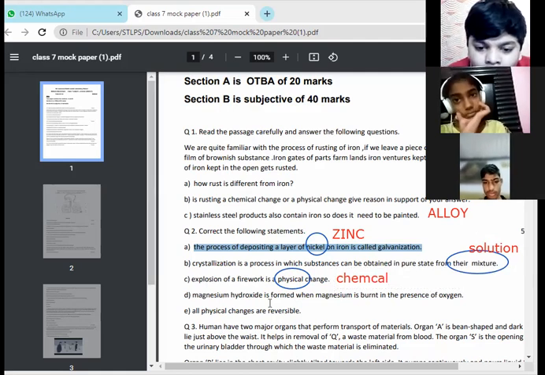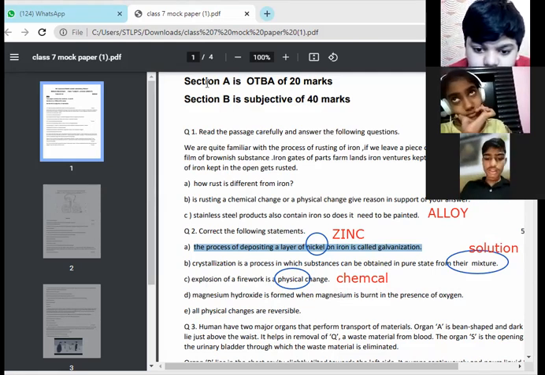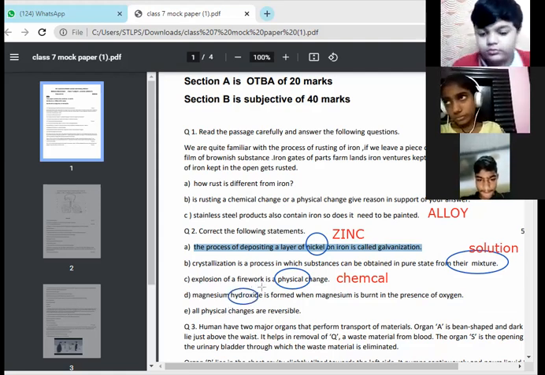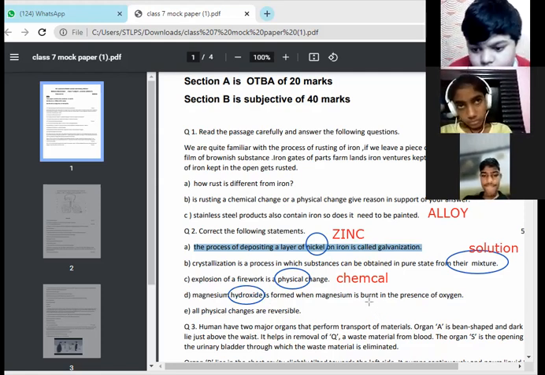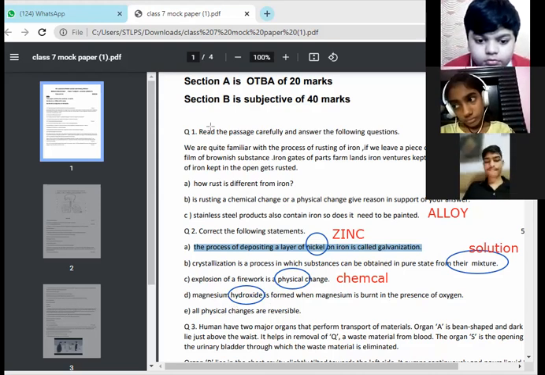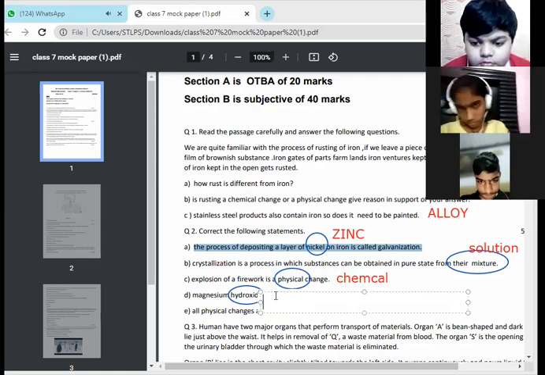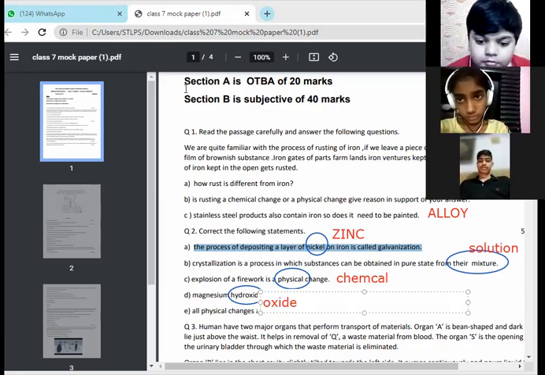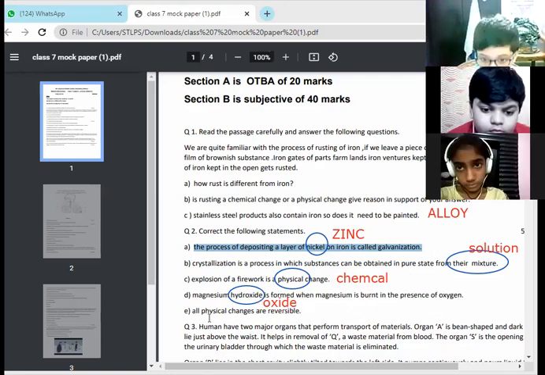Next, magnesium hydroxide is formed when magnesium is burnt in the presence of oxygen. Ma'am, in the presence of water. Beta, magnesium is not burnt in water. It is dissolved in water. Magnesium oxide is formed when magnesium is burnt in the presence of oxygen. We can say here the oxide is formed because it is written that it is burnt. Kavya, mute yourself. Next is, all physical changes are reversible.